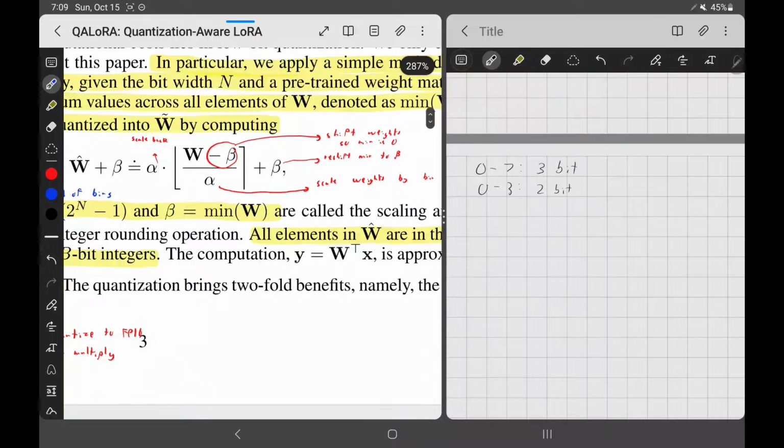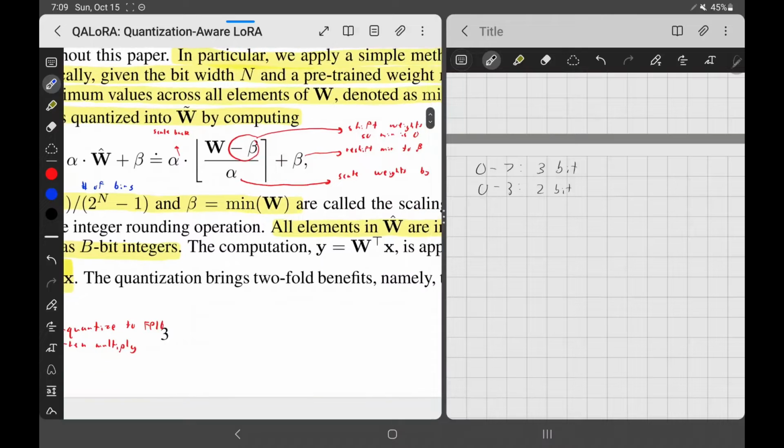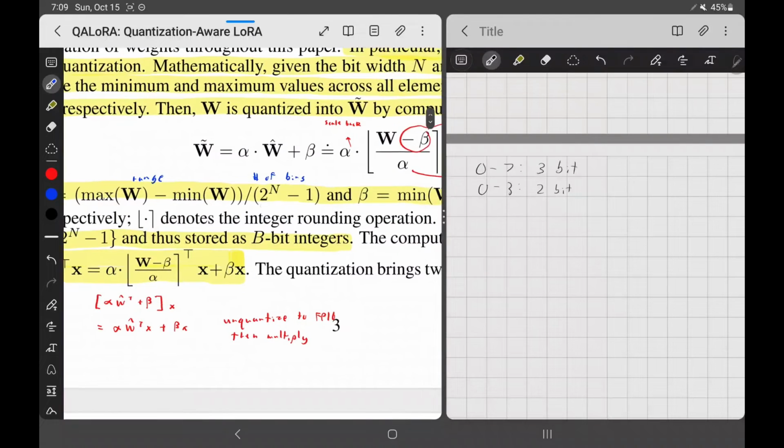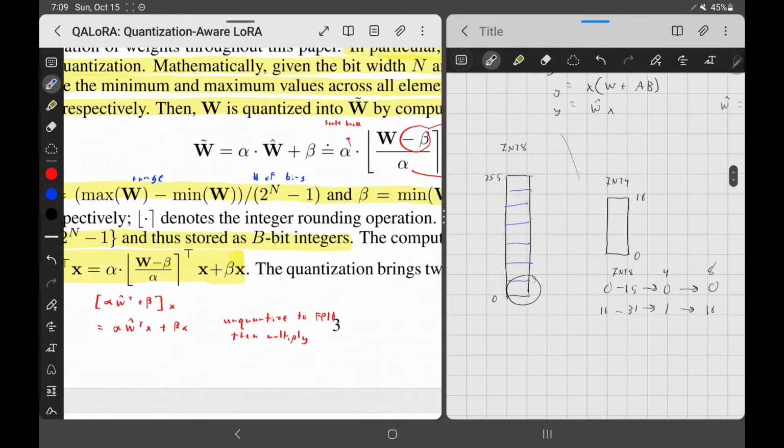You have your weight matrix. So this is your original weights. And then you compute your alpha. Your alpha is your max value minus your min value divided by the number of bins. So basically your range divided by the number of bins you have. So what values does it span? And then I basically group that. So this is basically the number of groups you're going to have.